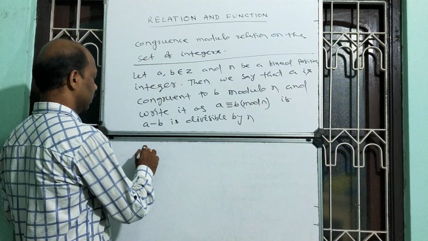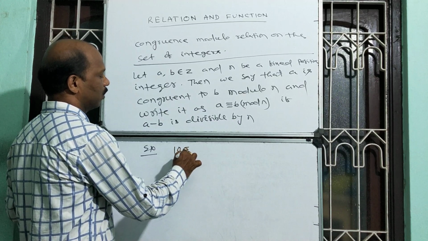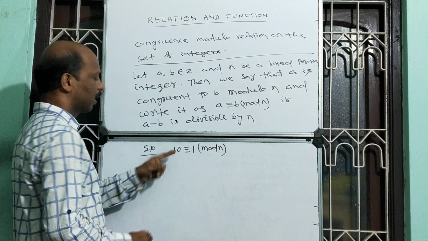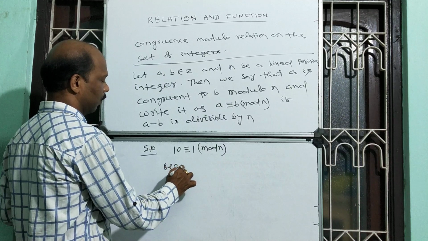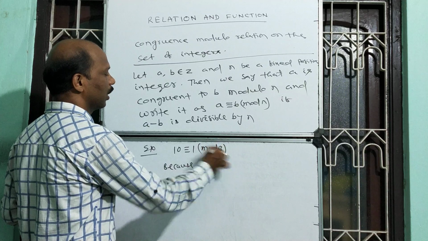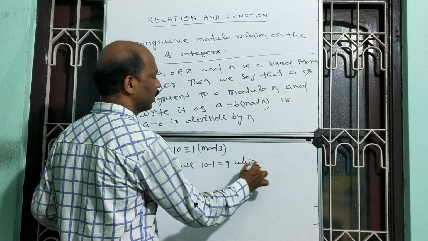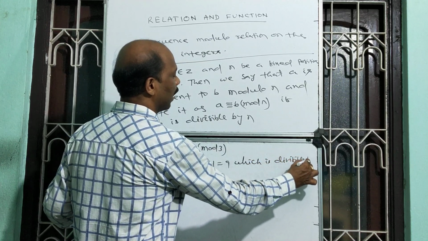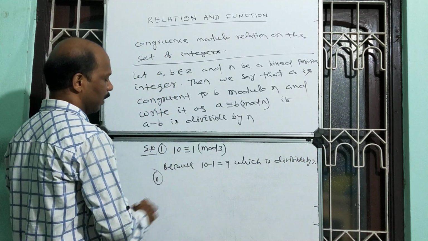Example: 10 is congruent to 1 modulo 3. How? Because 10 minus 1 is equal to 9, which is divisible by 3. Okay. Number 2 example.